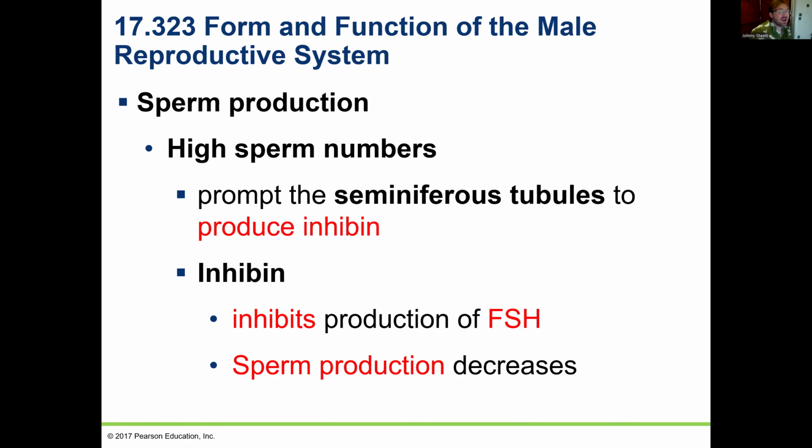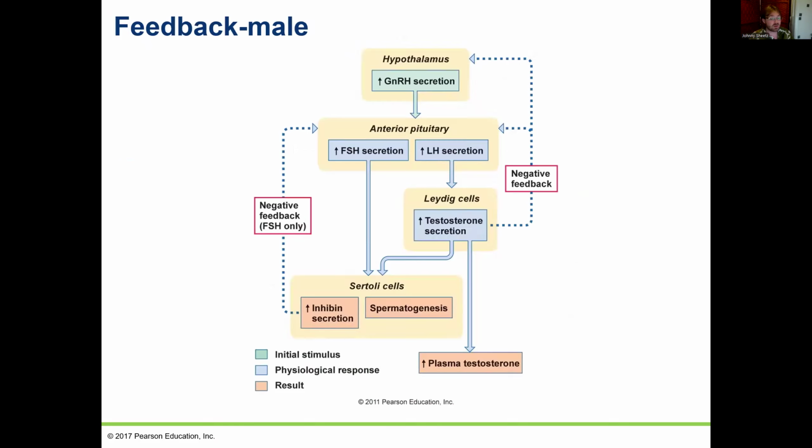All right, so inhibin is going to inhibit the production of FSH, and sperm production is going to die. So here we have the male feedback loop. We have the hypothalamus, which is going to be increasing the production of gonadotropin secretion. Okay, sorry. So let's start here. Let's say plasma testosterone has gone up because we have elevated testicular secretion. That's going to trigger a negative feedback loop. It's going to tell the hypothalamus to stop GnRH production.